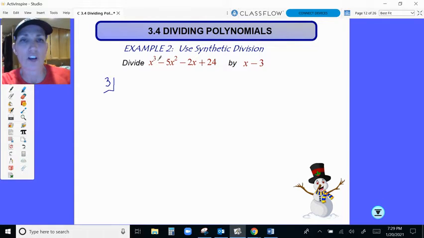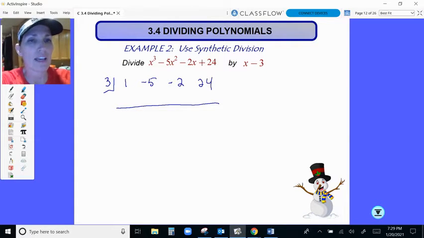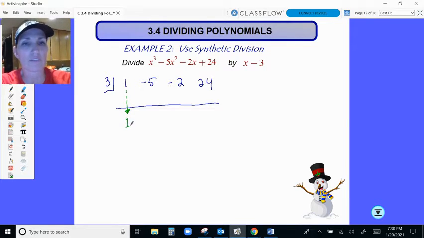Make sure, first of all, do we have every single power represented? It's cubed, squared, first power, and a number. Yes, we do. Okay, so my coefficients are 1, negative 5, negative 2, and 24. Okay, I'm going to leave myself some space and then draw a little line. Okay, we always begin by bringing this number straight down. That's my very first step, is we take this number 1 and bring it straight down.